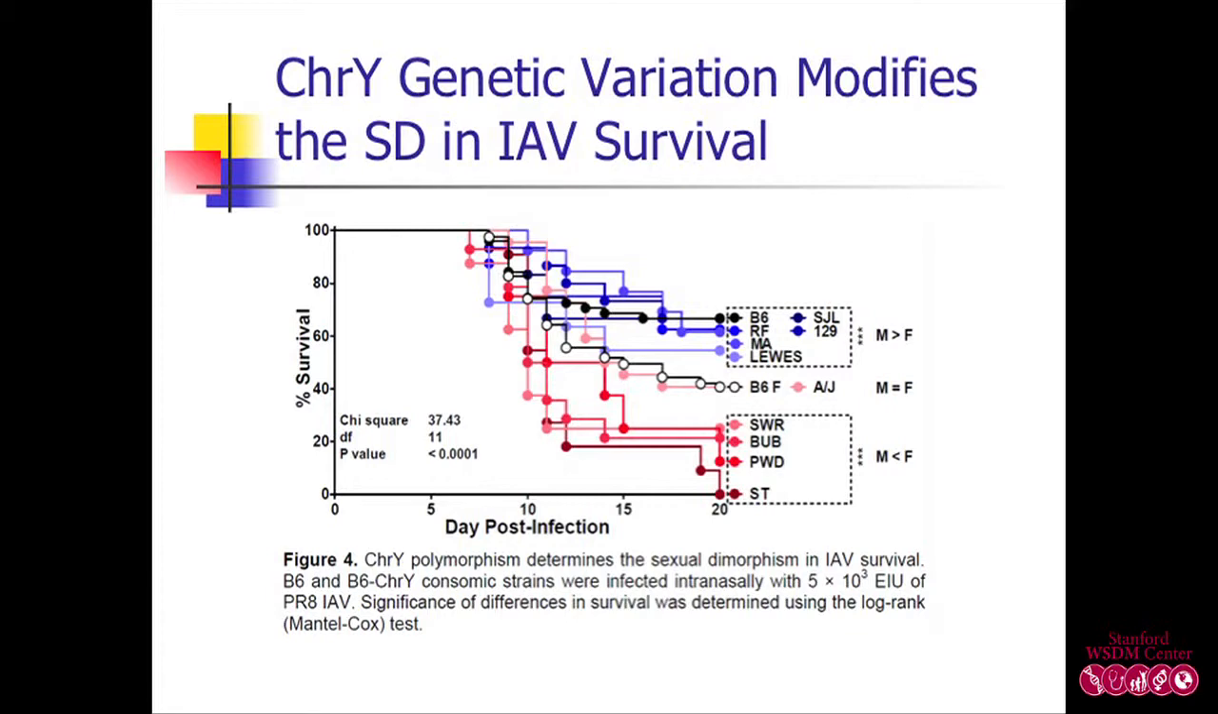If you have a male with all of these Y chromosomes, the sexual dimorphism is greater in males than in females. If you have a male with an AJY chromosome, there is no sexual dimorphism in influenza susceptibility between males and females. If you now have males which have SRY, BUB, PWD, or STY chromosomes, it reverses the sexual dimorphism in susceptibility to influenza virus. We saw this with EAE, and it's absolutely true with EAE as well. So sexual dimorphisms are evolutionarily contextual.